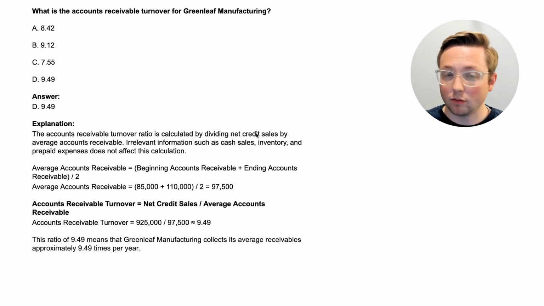I've seen that before, so I don't know why that's out there. It's specifically net credit sales. So just remember that. The irrelevant information, like I said, is cash sales, inventory, prepaid expenses. All of those things don't go into this.